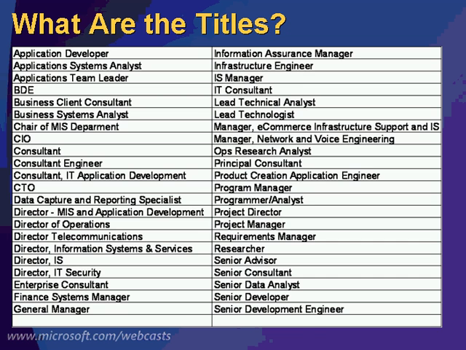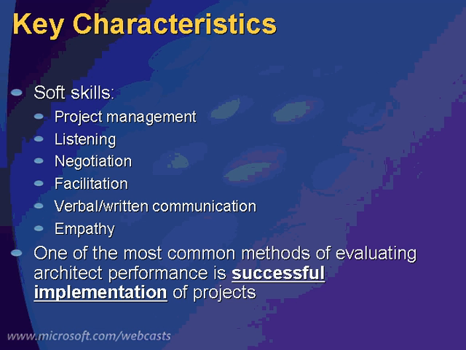But what you do find is that there's key characteristics of good architects. And one of those primarily is around soft skills, being able to listen, negotiate, facilitate, being able to get involved with project management and influence schedules and so forth. Communications are huge, both verbal and written. And then empathy, making sure that we're not putting the whole team on a 3-year death march to get something done.